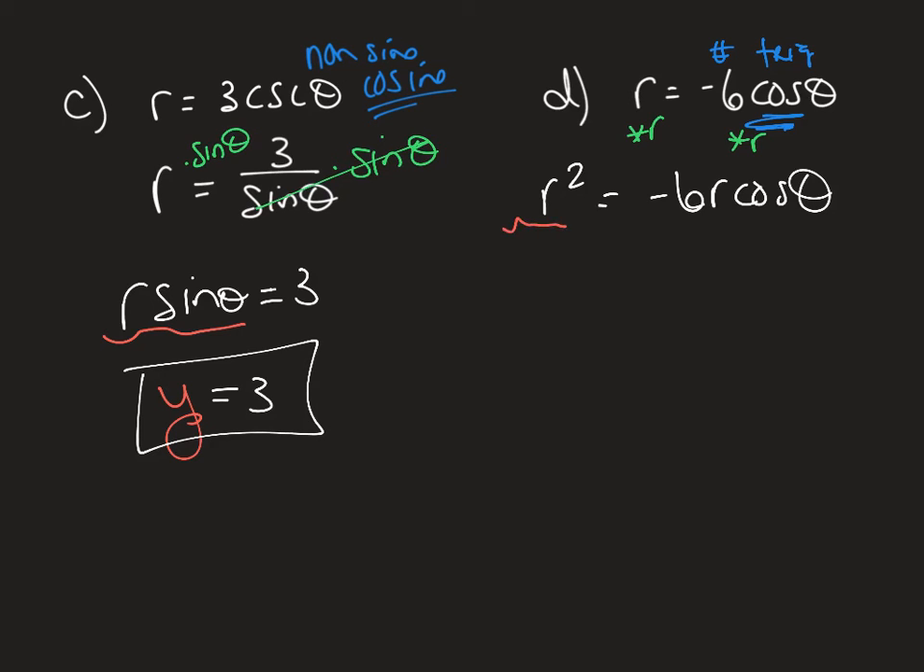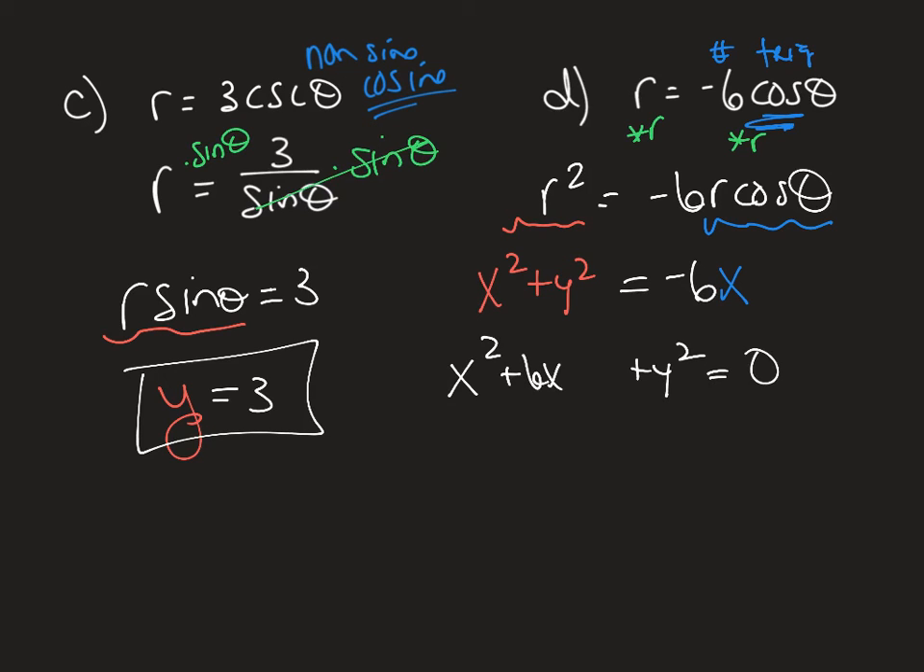Well, r squared is the same thing as x squared plus y squared, okay? And that equals negative 6 times, guys, r cosine theta is x. So when you do this, you've got x squared plus y squared equals negative 6x. I'm going to add 6x to both sides. So x squared plus 6x plus y squared equals 0. The reason I left a little bit of space is because you have to complete the square.